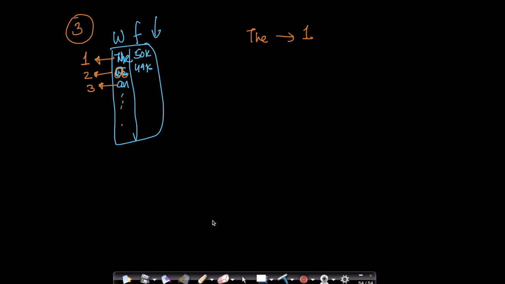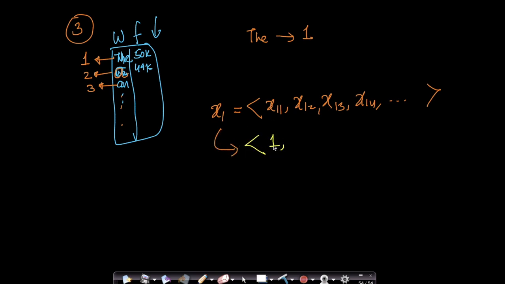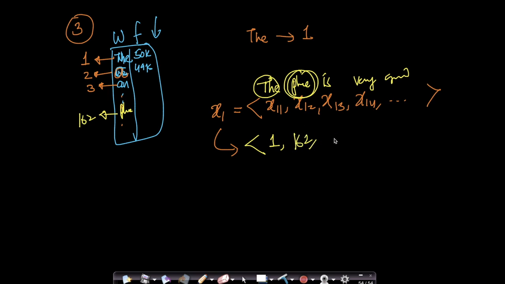So whenever I see a review now, x1, the way I represent it is through a sequence of numbers. My x1 will look like this. My first value will be some word. Let's assume the review is: the phone is very good. Then I'll see what is the rank of the in this sorted list. It is 1, so I'll put 1. Then I'll see what is the rank of the word phone. Let's assume phone is at some rank, let's say 162. I'll place 162 here, and so on.